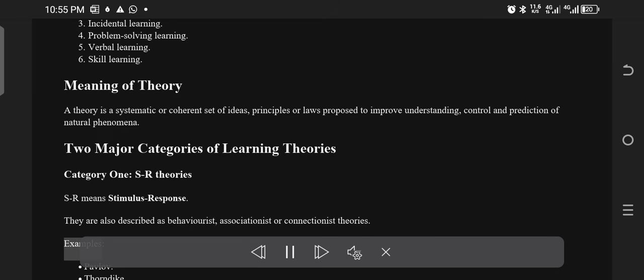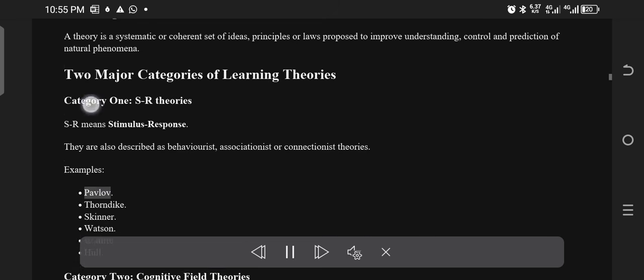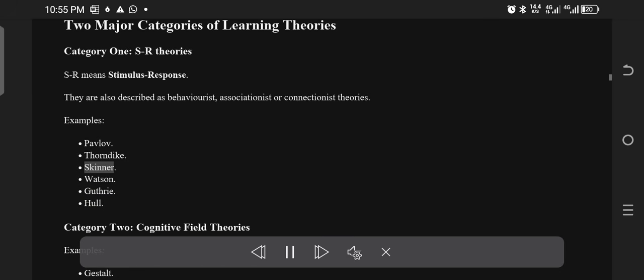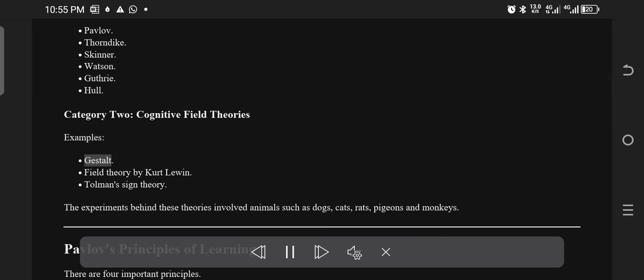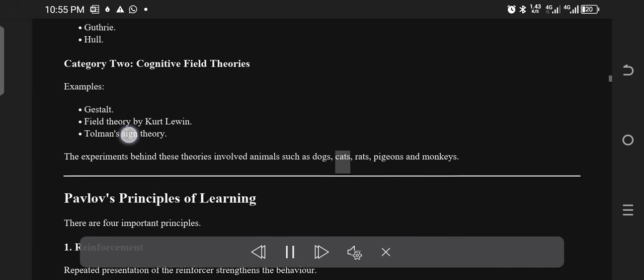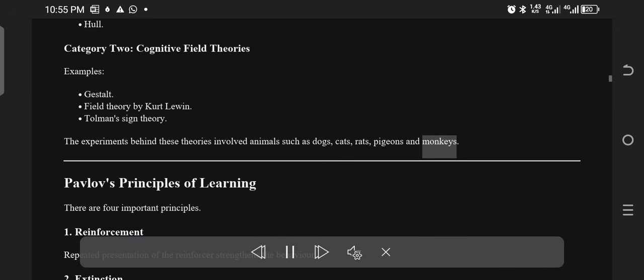Examples: Pavlov, Thorndike, Skinner, Watson, Guthrie. Hull. Category 2, cognitive field theories. Examples: Gestalt. Field theory by Kurt Lewin. Tolman's sign theory. The experiments behind these theories involved animals such as dogs, cats, rats, pigeons, and monkeys.